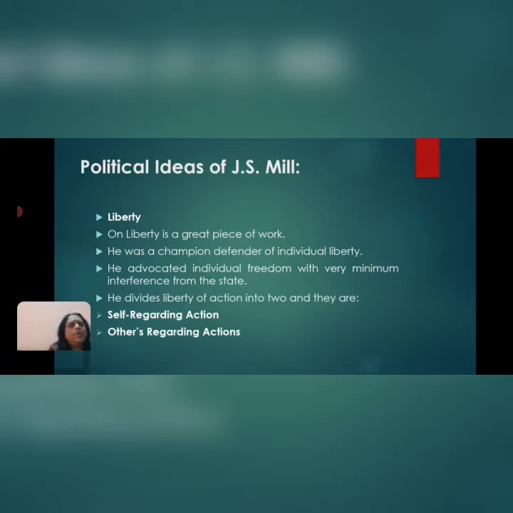And he divides liberty of actions into two, and they are being referred as the self-regarding action and others regarding action. So what is self-regarding action, or what do you understand by others regarding action? So self-regarding action, it means the possible consequences, good or bad, are borne by the individual. That means to say, whatever I do for myself, that is not applicable or not suitable only to me, my good and bad will have an effect on the society as well. Okay, so that's what you call it as a self-regarding action.